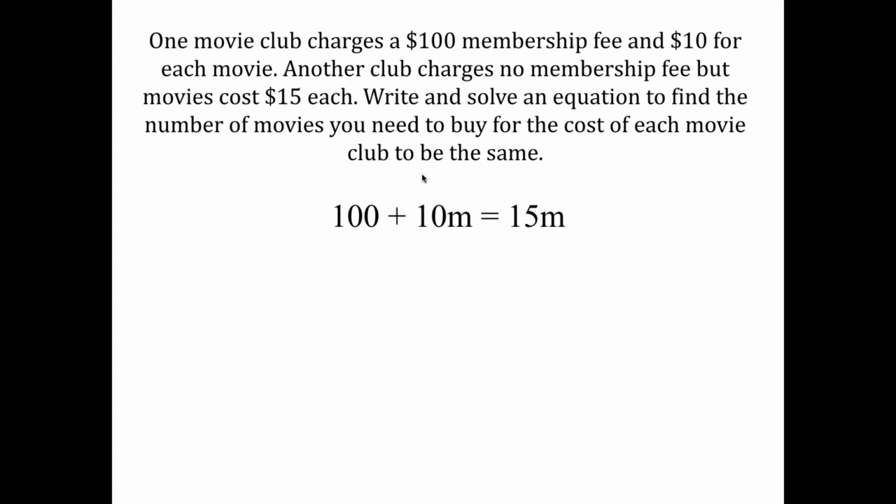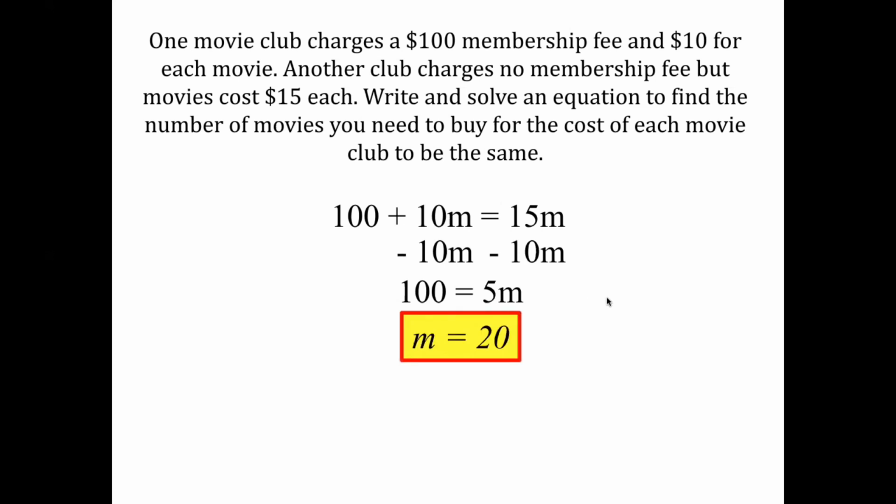Once again, we're trying to find the number of movies for the cost of each club to be the same. So set these equal to one another. And this is the standard form for an equation with variables on both sides. Now just isolate the variable by subtracting 10M from both sides. 10M cancels, and you're given that 100 equals 5M. Now you can divide both sides by 5, and you're given that M equals 20.